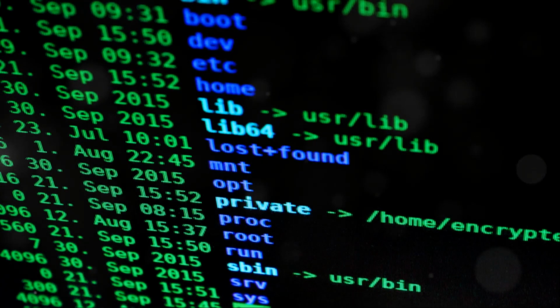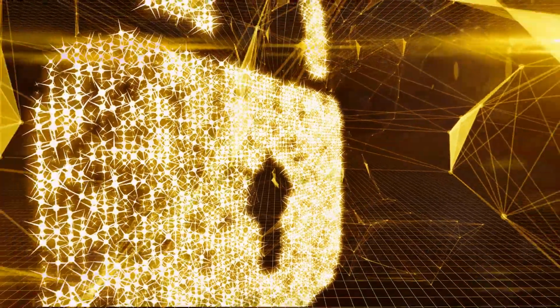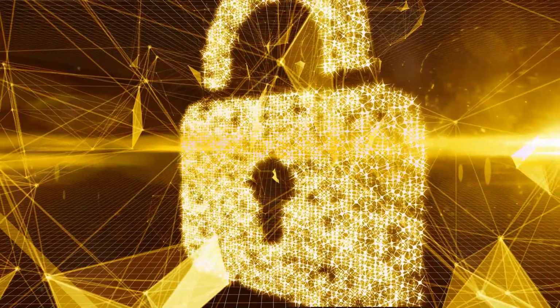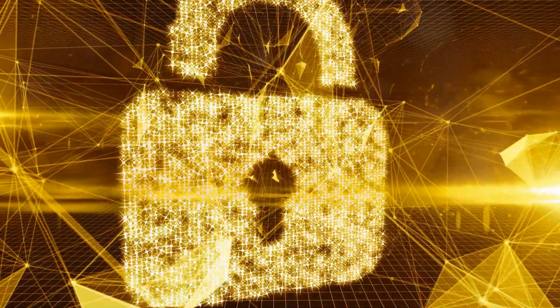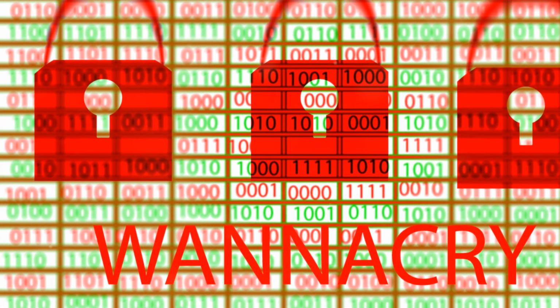More recently, the WannaCry worm made headlines in 2017. This ransomware worm encrypted files on infected computers and demanded a ransom in Bitcoin to unlock them. WannaCry affected hundreds of thousands of computers in over 150 countries, causing widespread panic and disruption, particularly in critical sectors like healthcare.